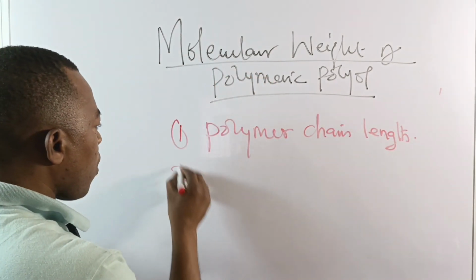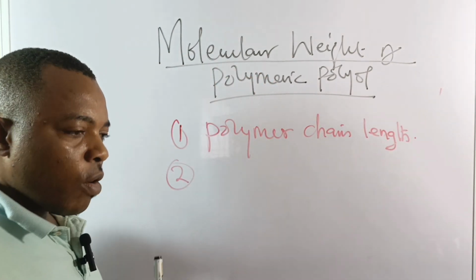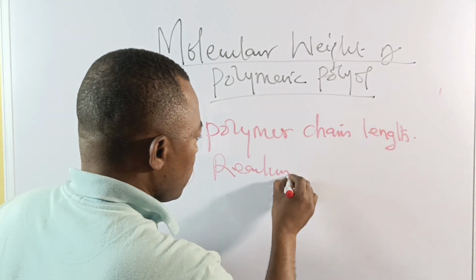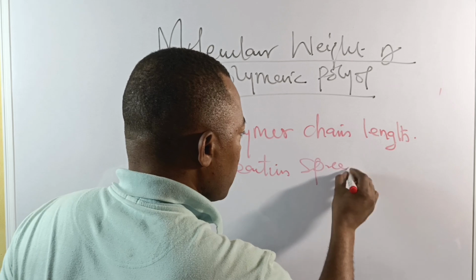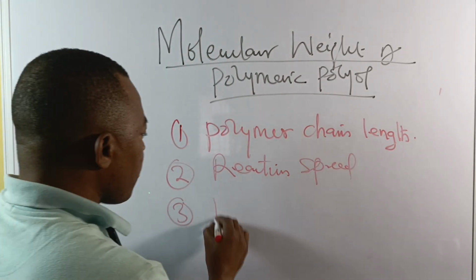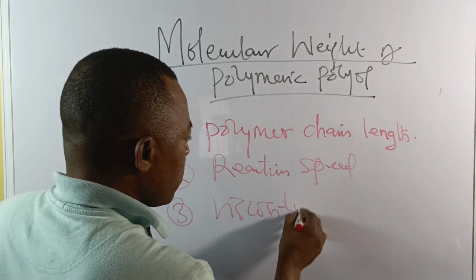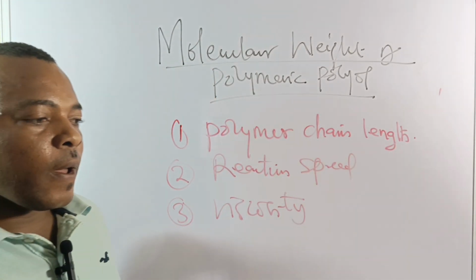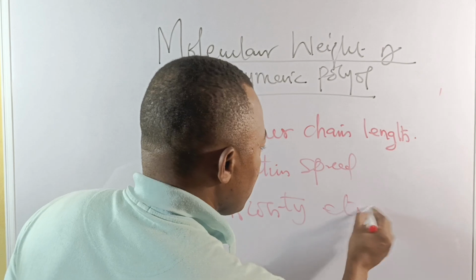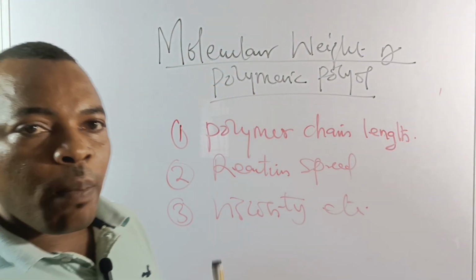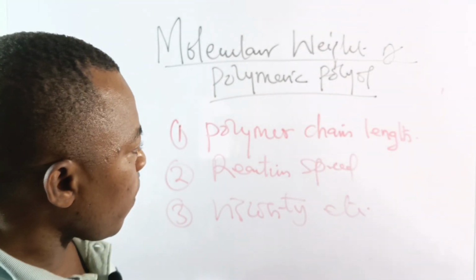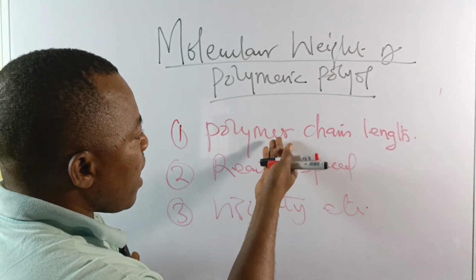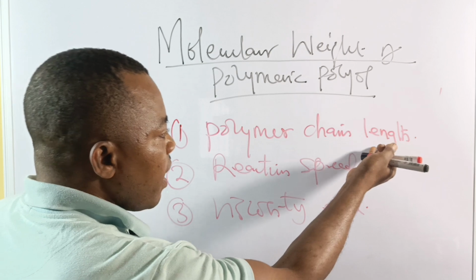You can also look at it in terms of reaction speed. You also look at it in terms of viscosity, and so on. But for the purpose of clarification, we shall be looking at it in terms of reaction speed and polymer chain length.